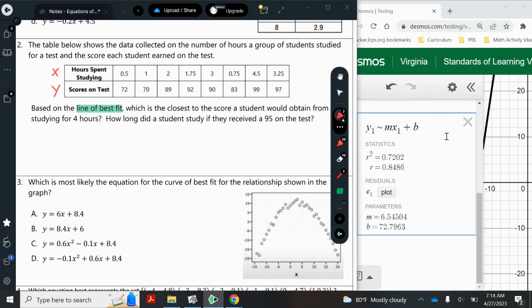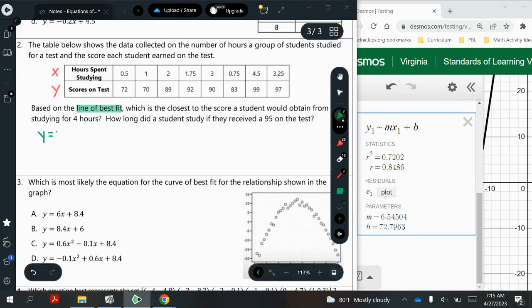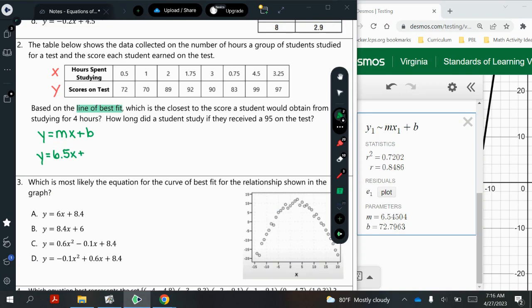The equation I'm going to have, I'll go ahead and write it down here. y equals mx plus b. And I'm going to replace it with the parameters, the letters that they gave me to replace. They didn't give me a value for y, but they gave me a value for m of 6.5. Let's do the nearest tenth this time, so one decimal place. And then we're adding the b value they gave us. They did not give us an x value, which is going to be 72.8. Let's round to the nearest tenth, one decimal place. Now we have our equation.